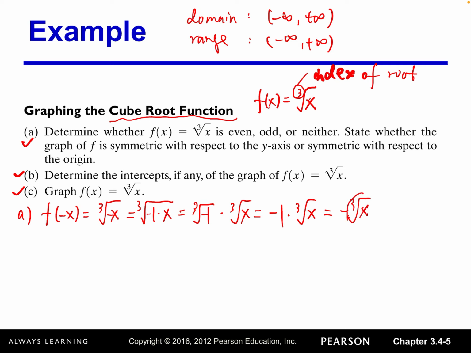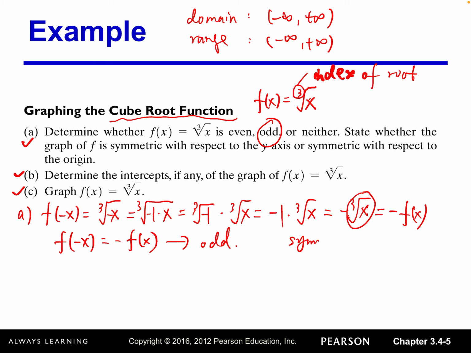So that simplifies to negative third root of x. Third root of x is f of x, so that's negative of f of x. So f of negative x equals negative of f of x. That satisfies the definition of an odd function. That's why the function is odd. Since the function is odd, the graph must be symmetric with respect to the origin 0, 0.